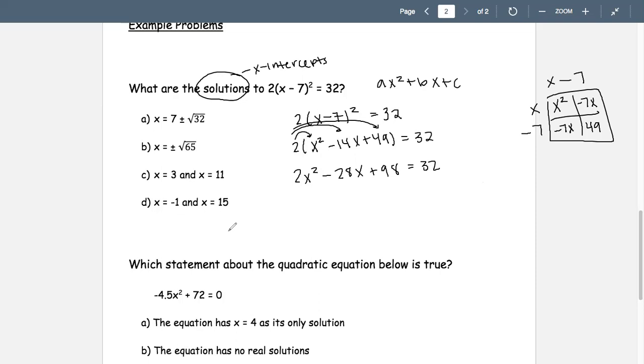Does it look like this yet? All the way? No. Okay, here's the question. Do we want it equal to 32? You know what to do. You subtract 32. Beautiful. Yes. We don't want it equal to anything but 0 because we want to find the solutions. So we got to get rid of this 32 on this side. So Robert beautifully just told me subtract 32. So that will give me 2x squared minus 28x plus 66 equals 0.